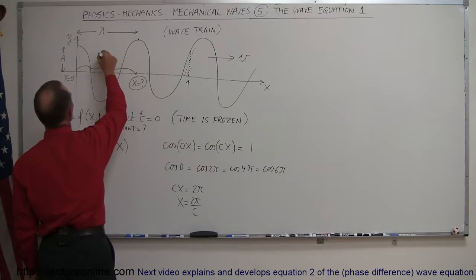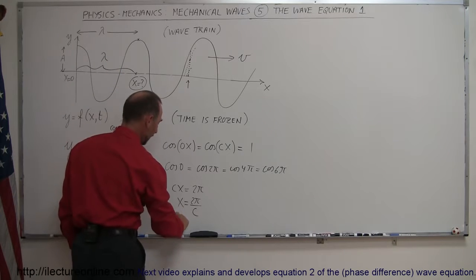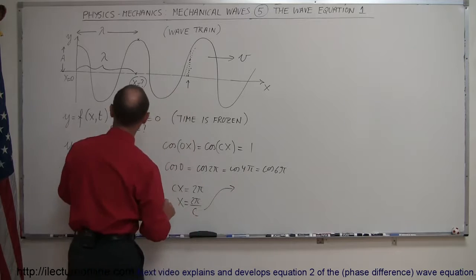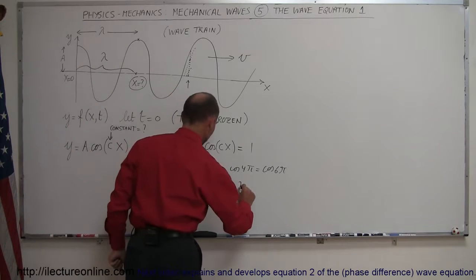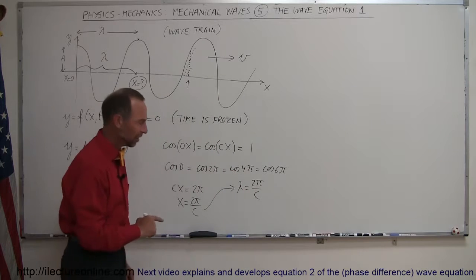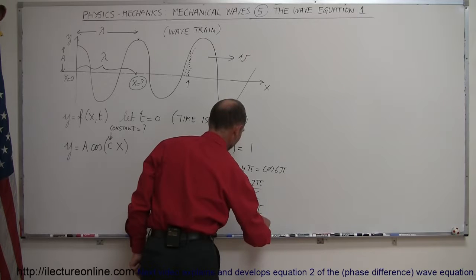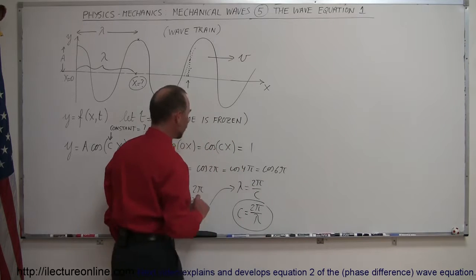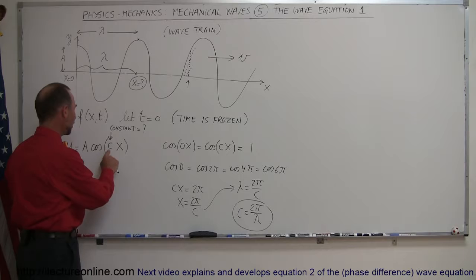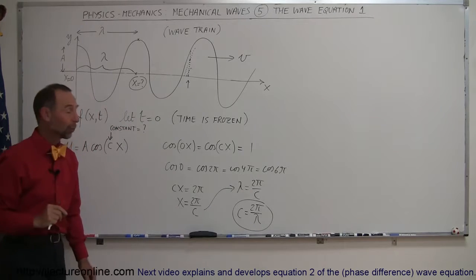Well, I know this distance is equal to lambda, the wavelength. So if I plug in a wavelength for x, I have wavelength is equal to 2 pi divided by c. If I solve that equation for c, I get c is equal to 2 pi divided by the wavelength. Bingo, that's what I was looking for. I wanted to find the value for c so that this equation represents this wave function right there.